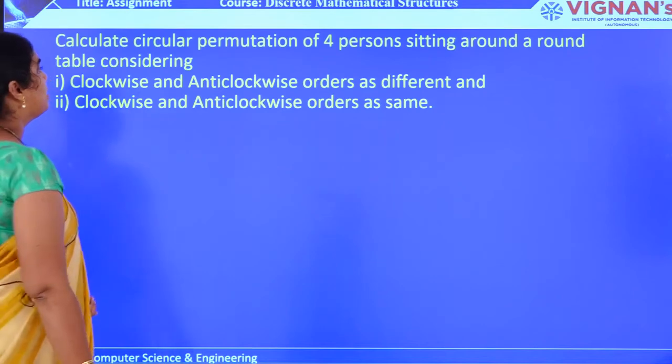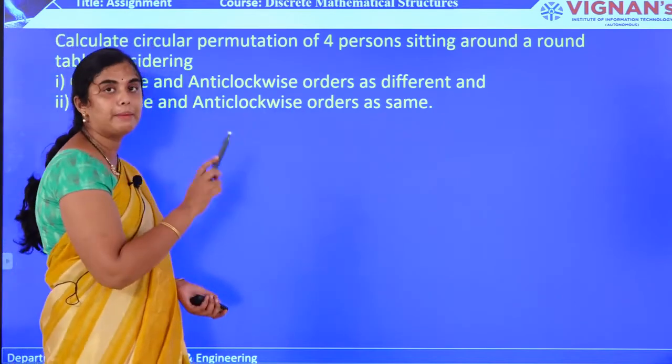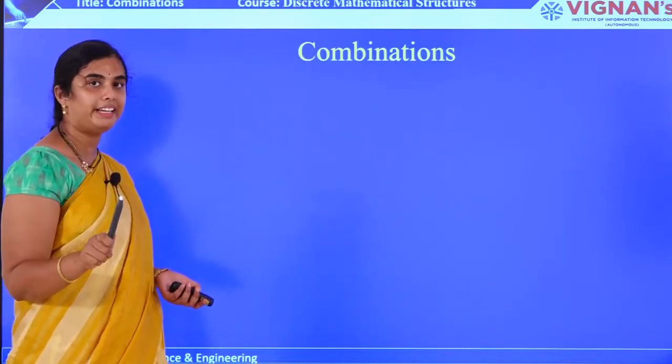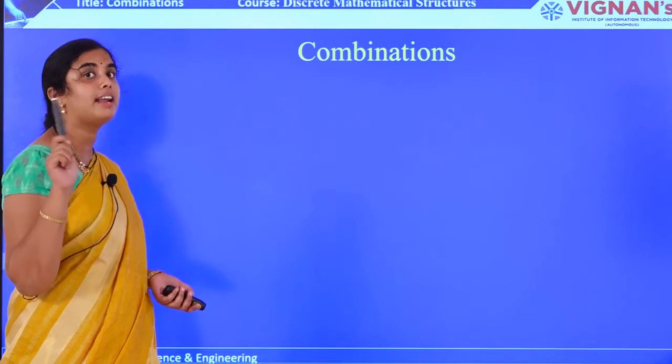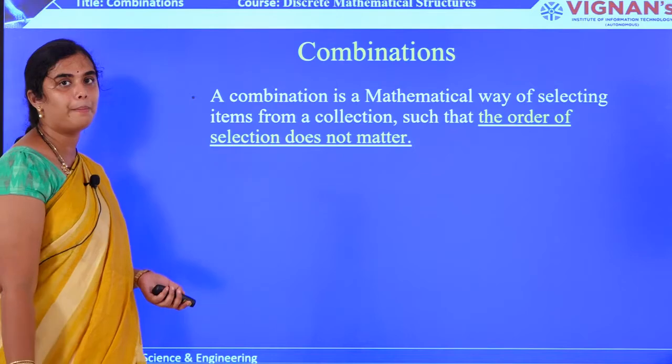And guys, these are the assignment questions I have set for you on the arrangement of 3 persons. So, okay, till now you have learned about permutations, circular permutations and how they can be arranged. And coming to the next topic, which is combinations.